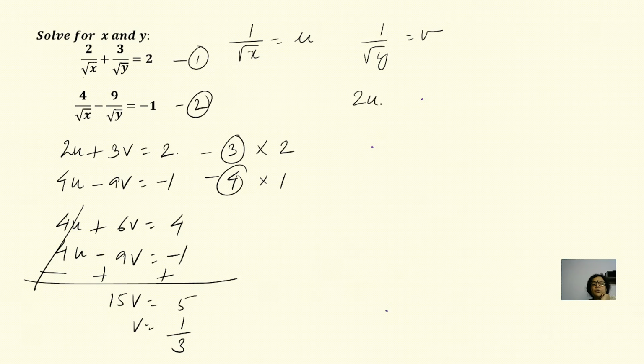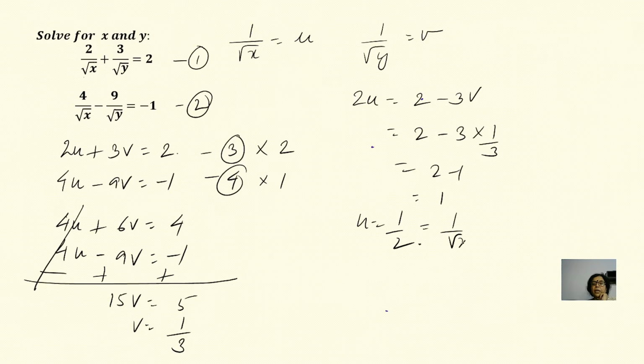So 2u is equal to 2 minus 3v. I have chosen equation number 3. So this becomes 2 minus 3 into 1 by 3, that is 2 minus 1. That gives us 1. So u is equal to half. Now we get u is equal to half, but u is equal to 1 by root x. So cross multiply, you get root x is equal to 2. And similarly, 1 by 3 is equal to 1 by root y. So you get here root y is equal to 3.